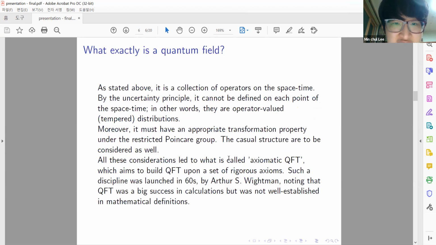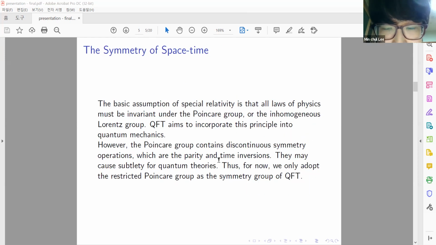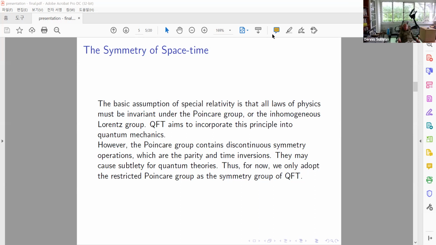So what exactly is parity inversion? Parity inversion means that the direction of space is inverted, meaning that the orientation of the space is inverted. And time inversion means that the direction of time is inverted. These are known to be discontinuous symmetry operations.